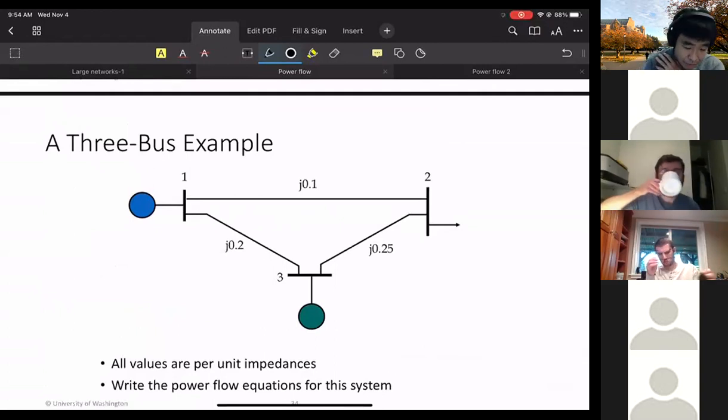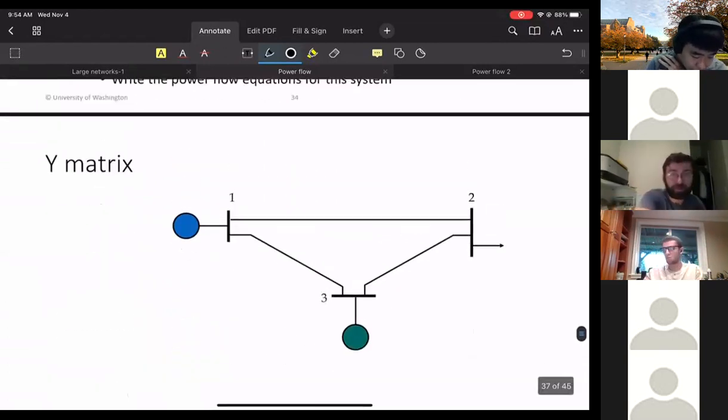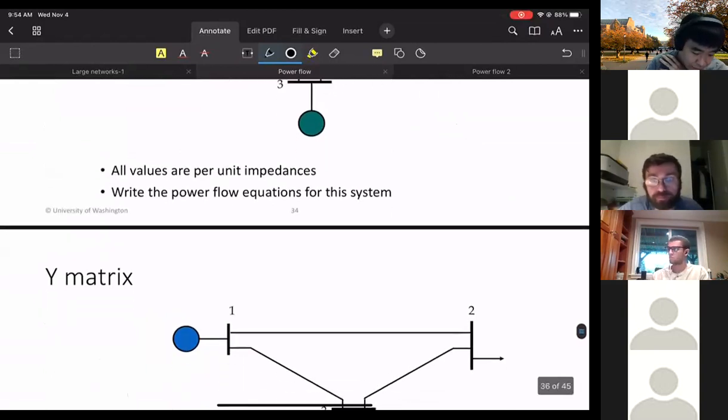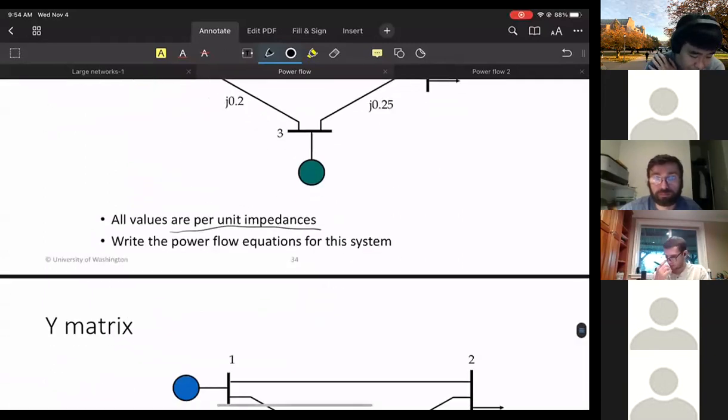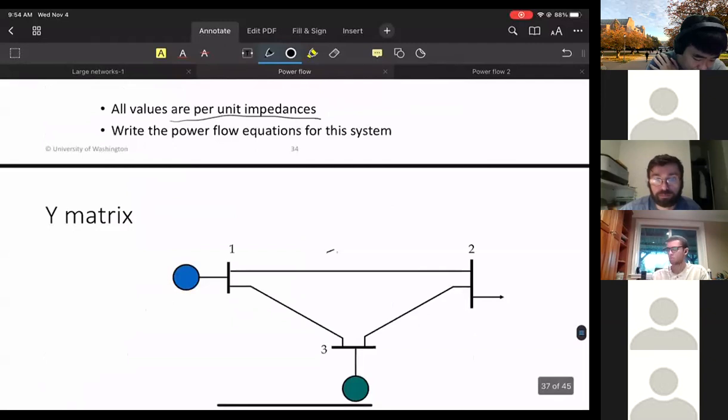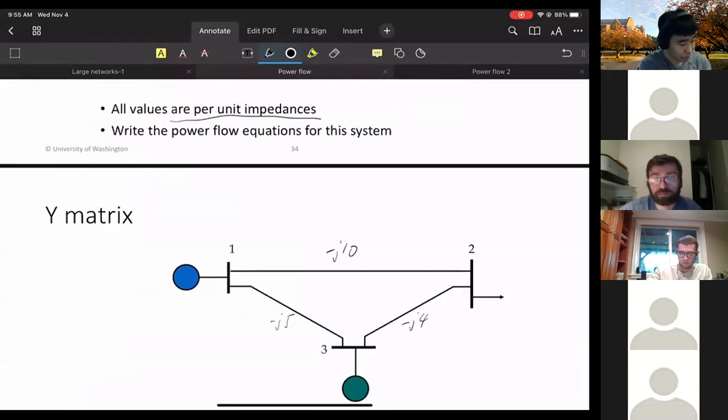Okay, so for this bus, if we write the Y matrix, these here are the impedances. Normally, if you build a system, you can measure the line impedance. So the first step to building the Y bus matrix is to convert these impedances to admittances. We have minus j10, minus j4, minus j5. Here we're going to assume all the lines are purely susceptance, basically lossless lines.